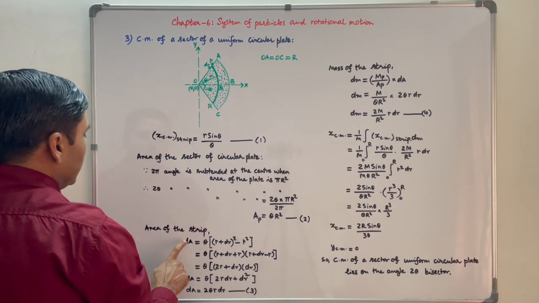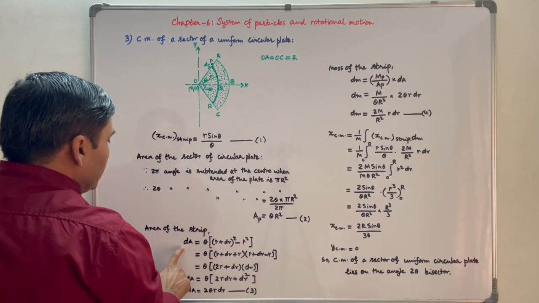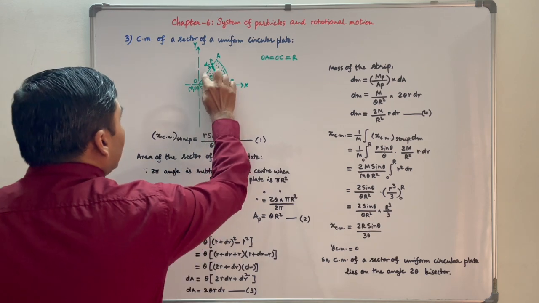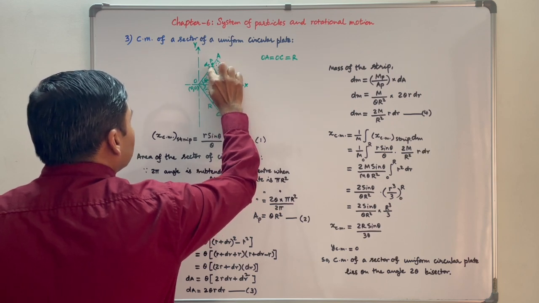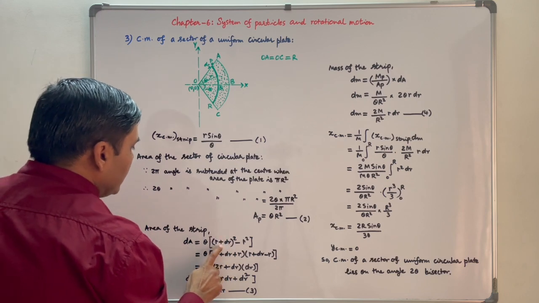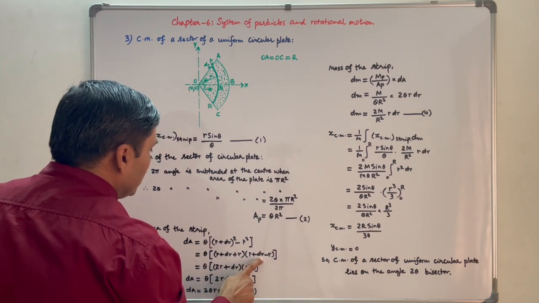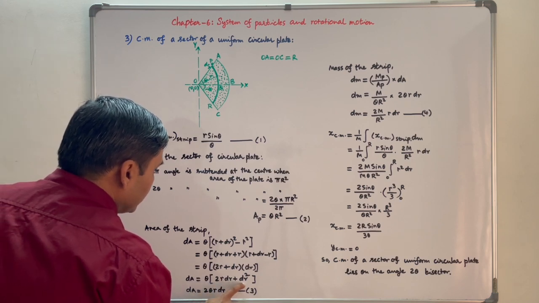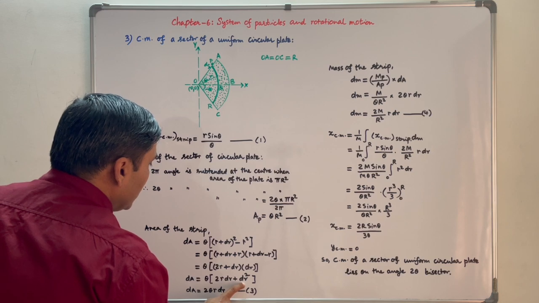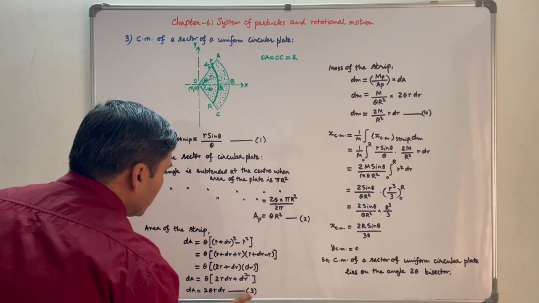Area of the strip dA is equal to theta into... we will use this equation. So dA is equal to theta into (r plus dr), where dr is the width of the strip, whole square minus r square. This is in the form a square minus b square, which can be simplified as (a plus b) into (a minus b). So after simplification, inside the bracket we get 2r dr plus dr square. dr is very small, so dr square will be very small, which can be neglected. So dA is equal to 2 theta r dr. Suppose this is equation number 3.